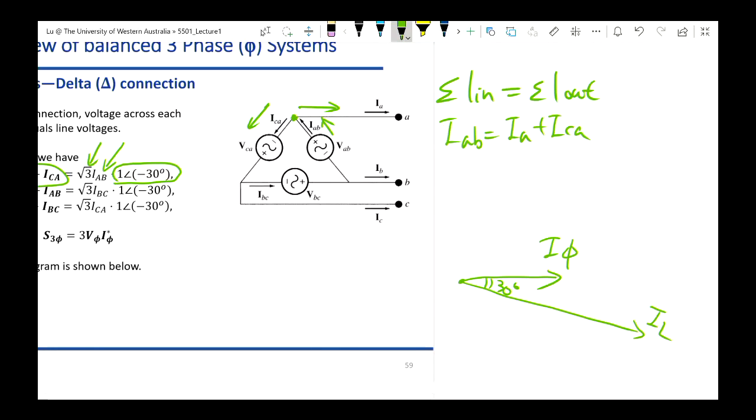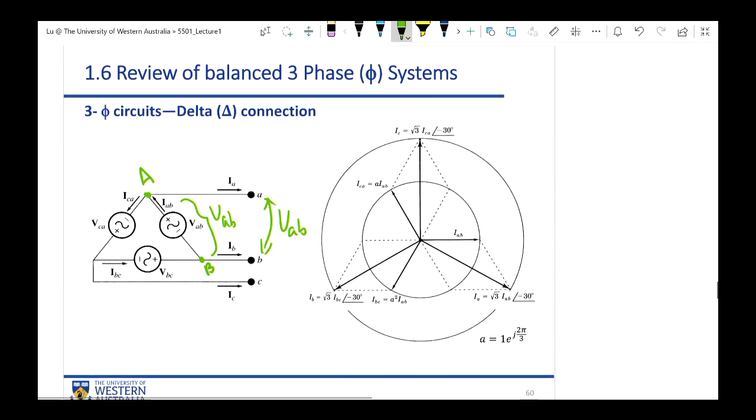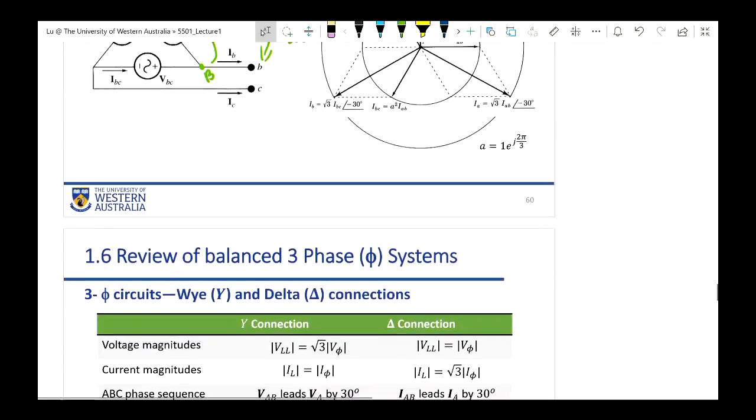But we have said in this complex plane, the positive rotation direction is going counterclockwise. So this is the positive rotation direction, but this 30 degrees is going backward. So this is actually negative 30 degrees. This negative 30 degrees corresponds to this angle difference. And the size of the line current is square root of 3 times stronger than the size of the phase current. Okay, so this is about the features for the Y pattern and the delta pattern connections.